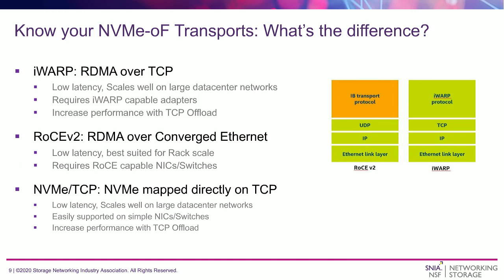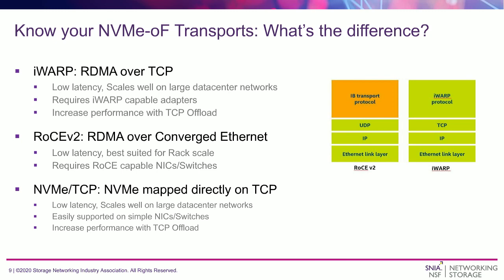So iWARP, a nice way to think about iWARP is RDMA over TCP. Memory access over TCP, memory access over the network. It's known for low latency, and because it uses TCP, it scales well on large networks because you get all of those benefits from TCP. You can increase your performance with iWARP when you use a TCP offload as opposed to having the TCP stack in software. It does require iWARP capable adapters.